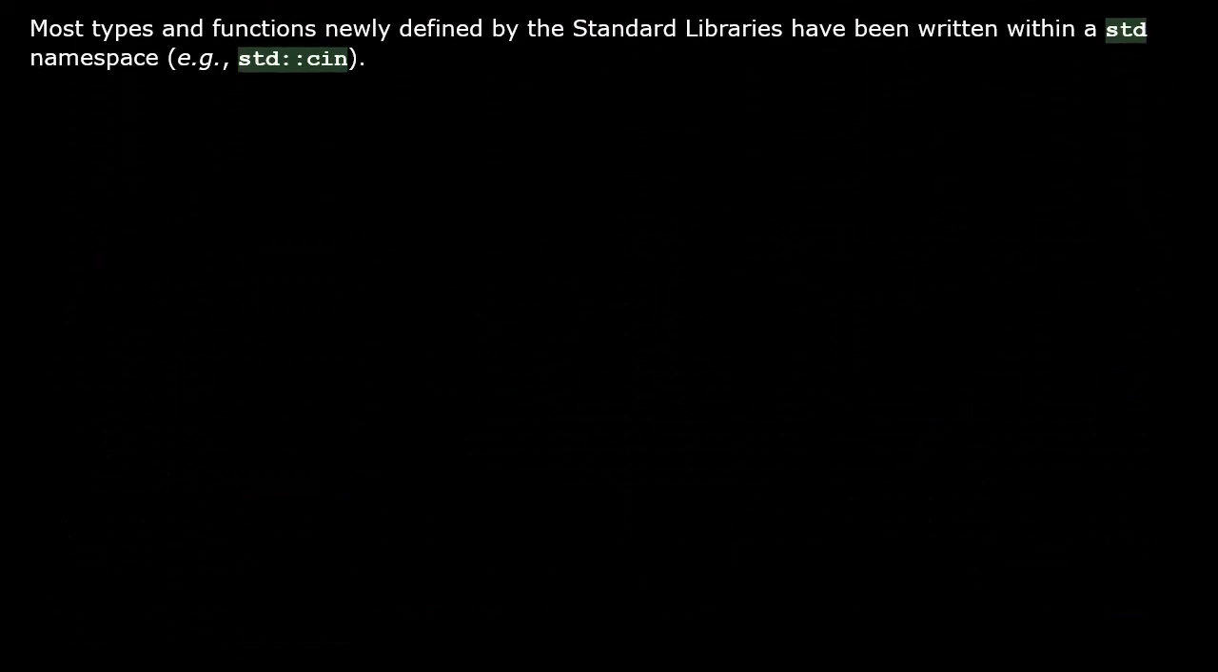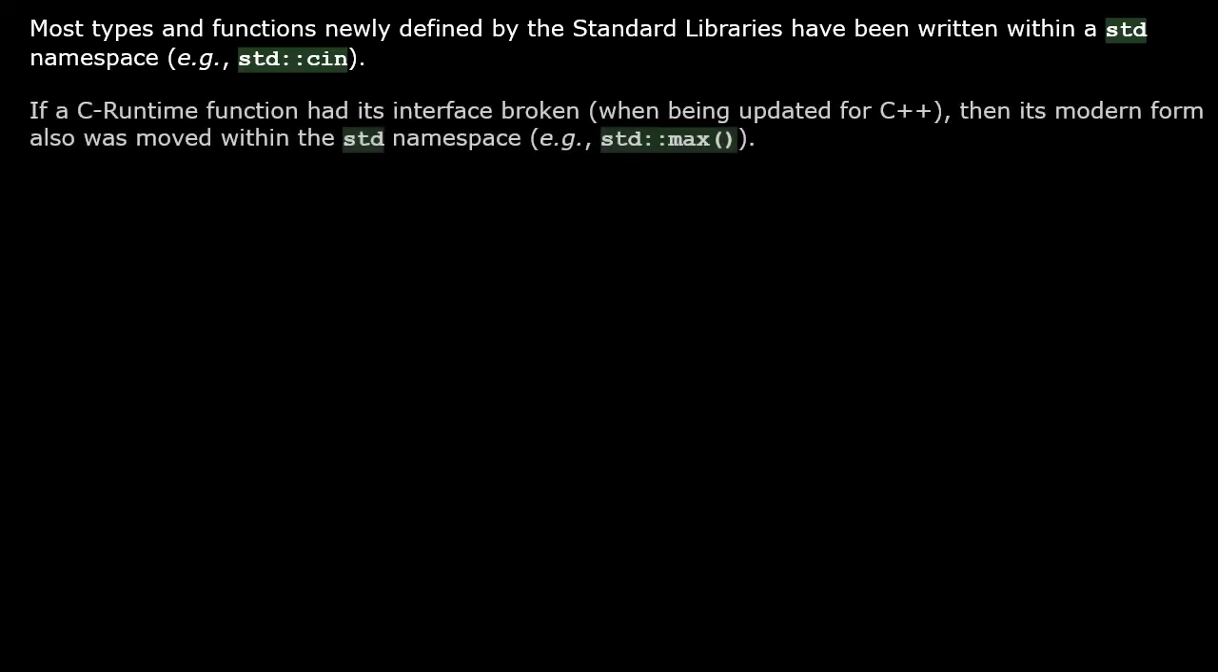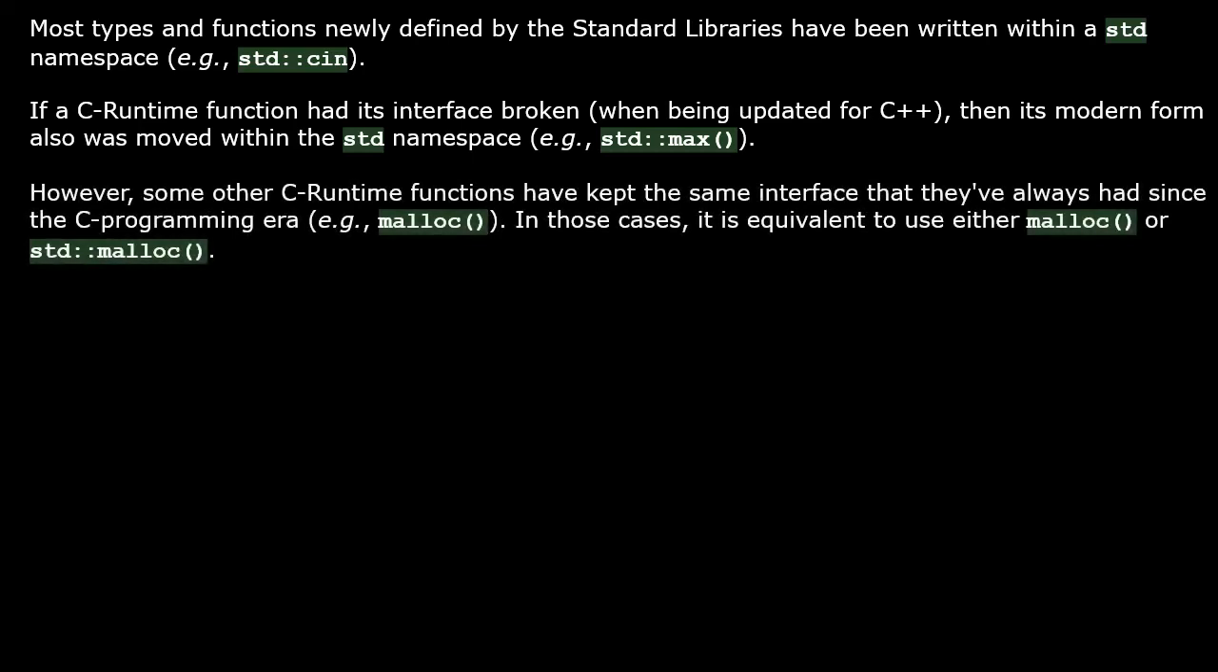Most types and functions newly defined by the standard libraries have been written in a STD namespace. If a C runtime function had its interface broken when being updated for C++, then its modern form was also moved within the STD namespace. However, other C runtime functions like malloc have kept the same interface that they've always had since the C programming era. In those cases, it is equivalent to use either malloc or STD malloc.